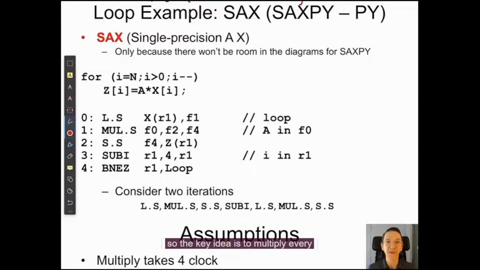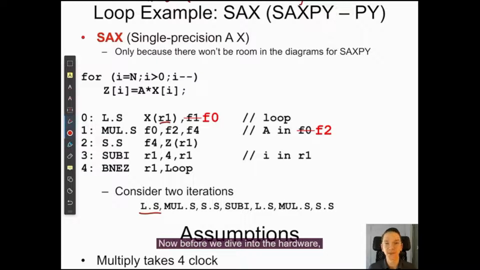Okay, so the key idea is to multiply every element of a vector x times a constant a and hold that in another vector called z. We have the C code above and the 5 assembly instructions that would make up this loop, where the 0th instruction here is the target of the branch instruction at the end there. The R1 register holds the value of I starting at the length of both of these arrays, these vectors.